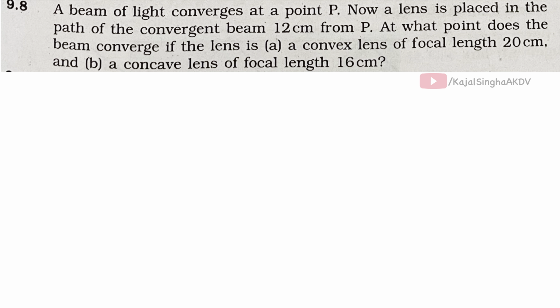A beam of light converges at a point P. Now a lens is placed in the path of the convergent beam 12 centimeter from P. At what point does the beam converge if the lens is a convex lens of focal length 20 centimeter, this is the first case, and a concave lens of focal length 16 centimeter, which is the second case.